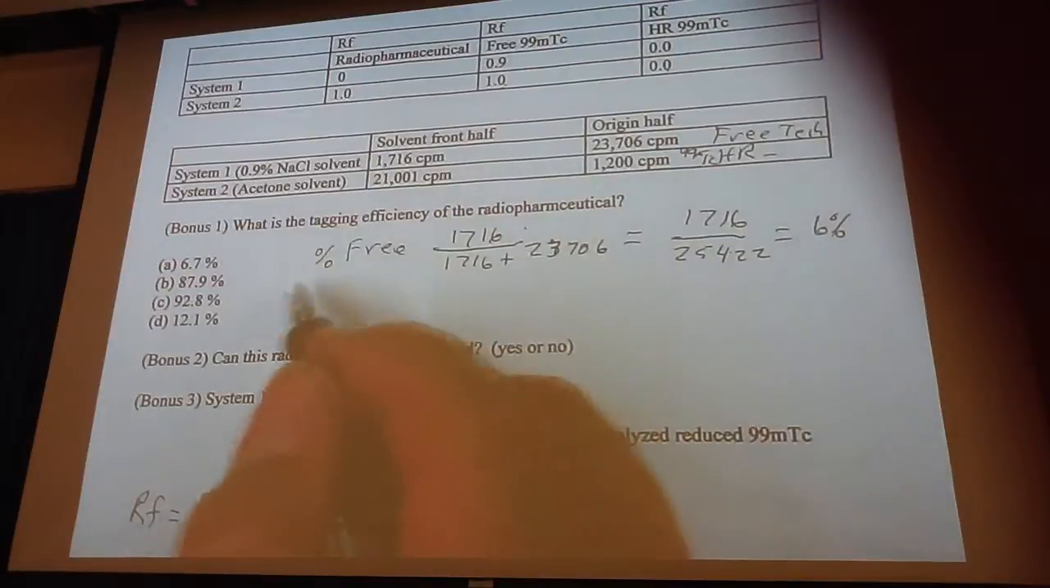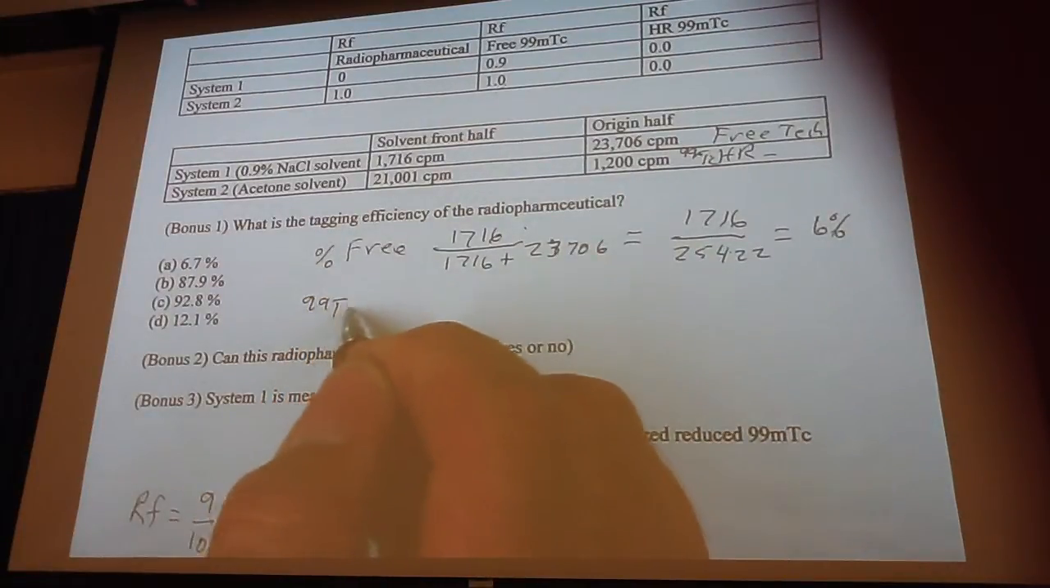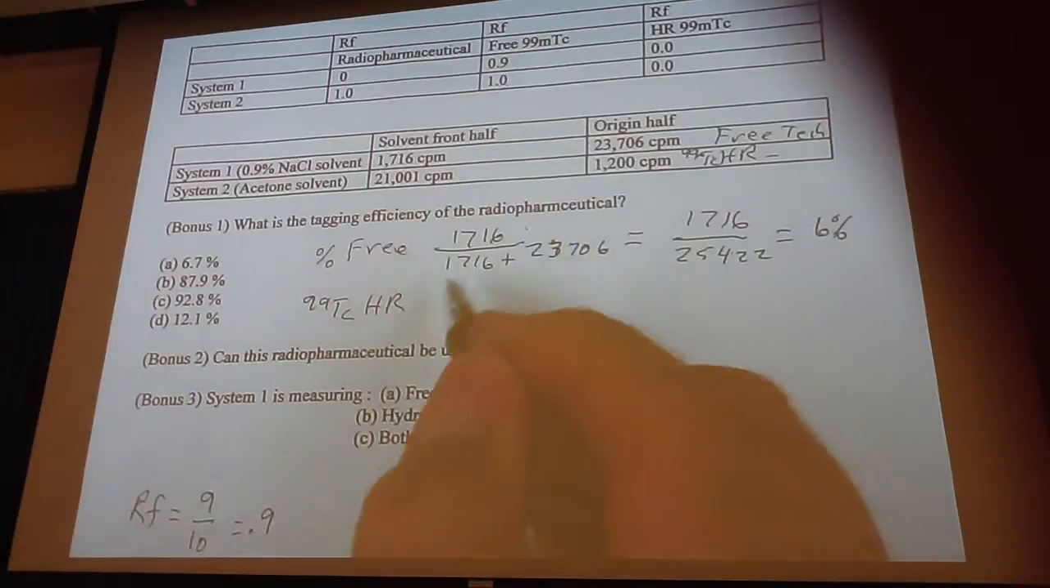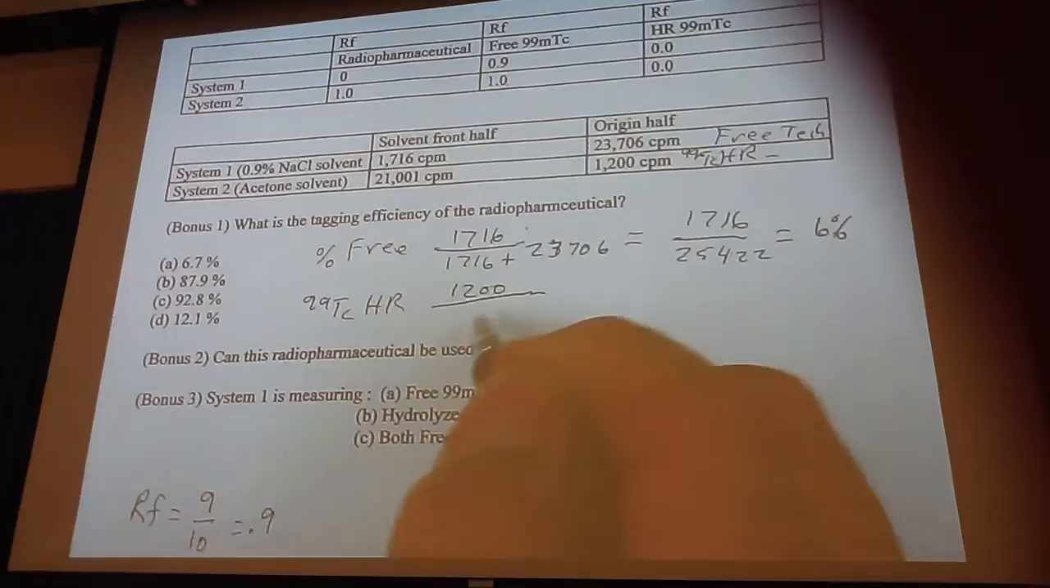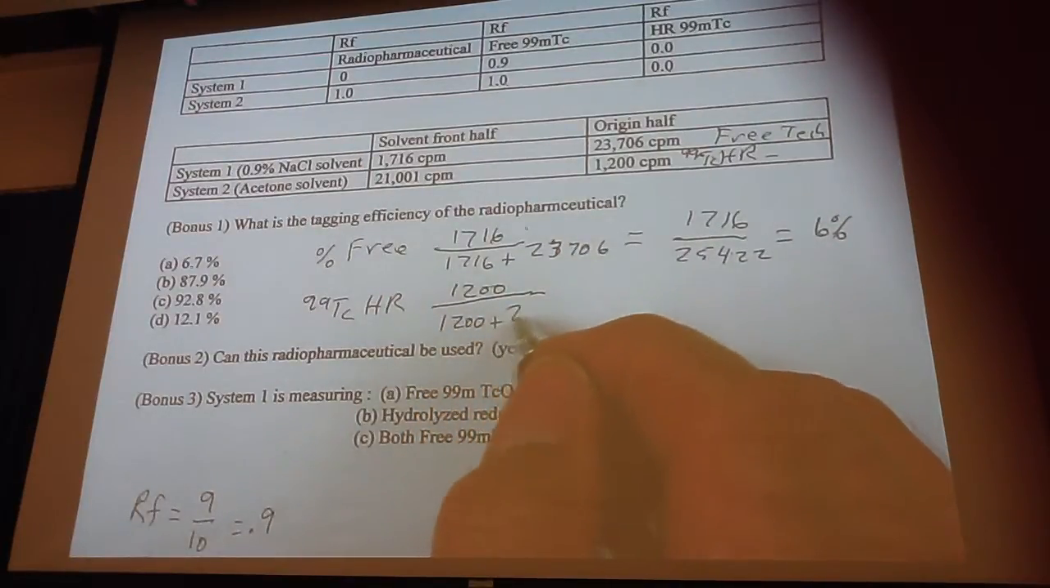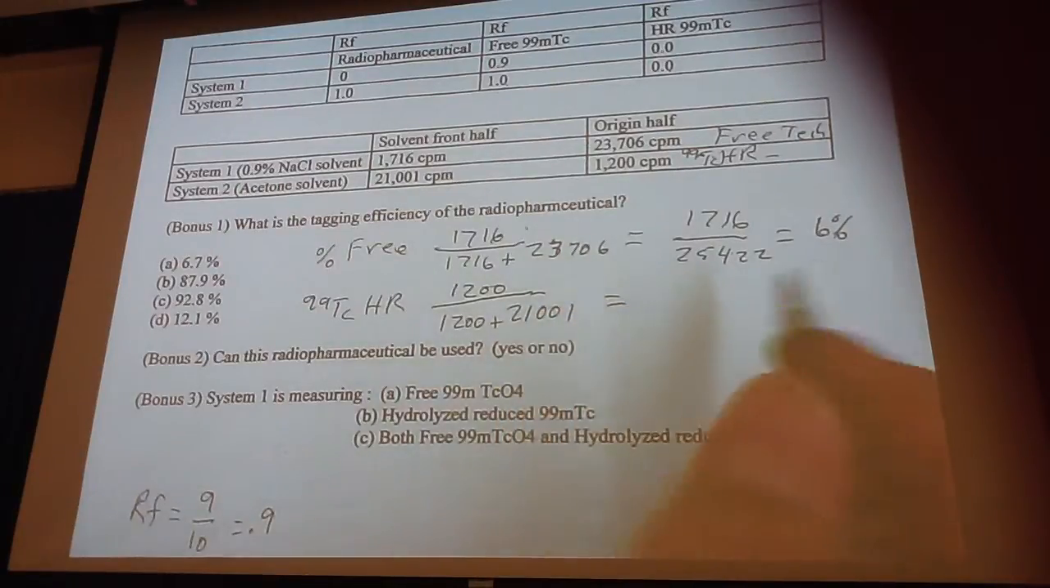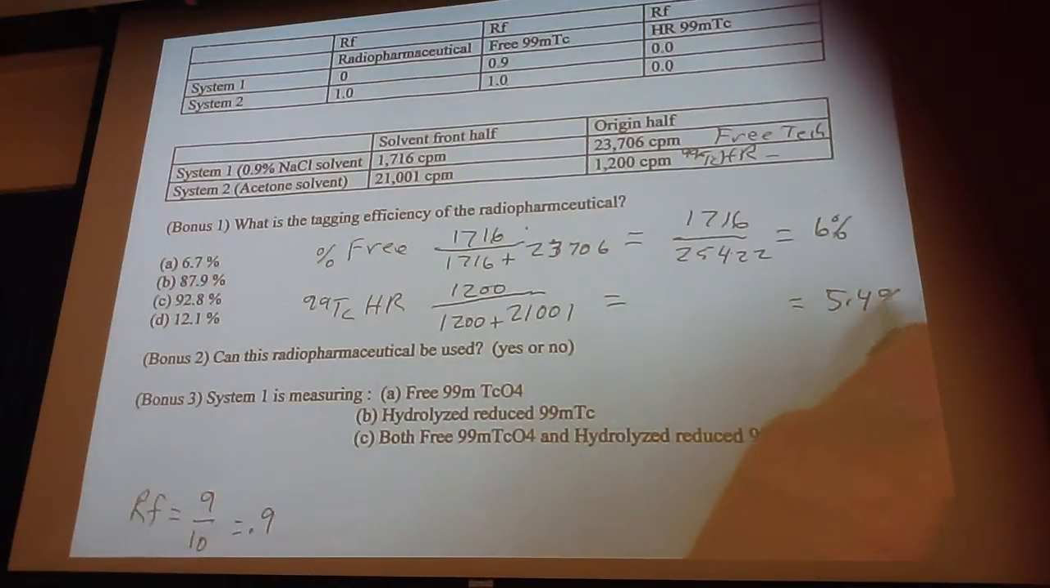So we've got to go through the same thing here. In this particular case, it's going to be 1200 over 1200 plus 21001. Okay, so it works out to about maybe 11% or another 4 or 5% here. 5.4. Okay. So 5.4%.